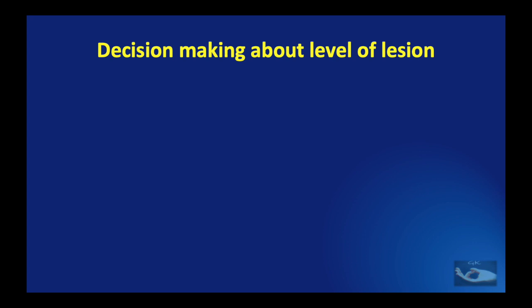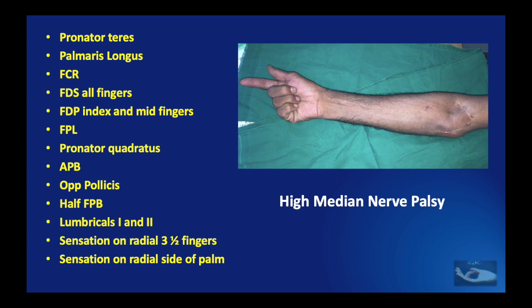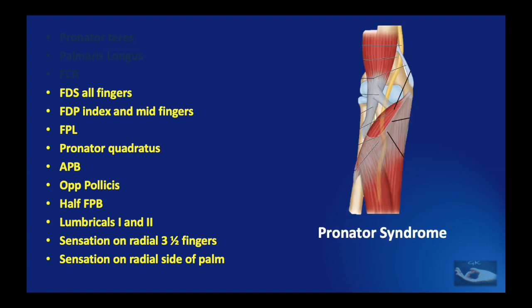Now, based on our clinical findings and the investigations that we have done, we need to take a decision about the level of the lesion. To understand this better, we have listed out the complete motor and sensory supply by the median nerve. If all these are involved, it is a high median nerve palsy. If the pronator teres, palmaris longus and flexor carpi radialis are spared, it is most probably a pronator syndrome.